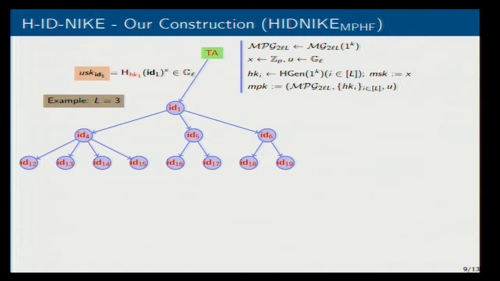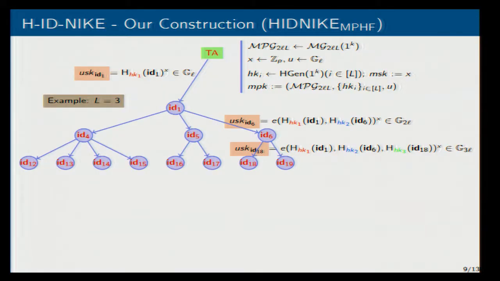Now, the private key for a user in the first level of the hierarchy is going to be the hash of that identity raised to the power x. Notice that here we use the first instance of our PHF because the identity is in level 1. The private key for a user in the second level of the hierarchy is going to be the multilinear map computation of the hash of that identity and of the hash of its ancestor, and all this raised to the power x. Because the ID now is in level 2, we use the second instance of the PHF to hash that identity.